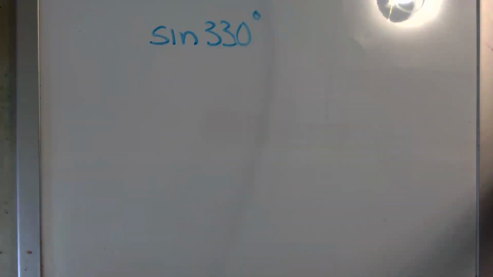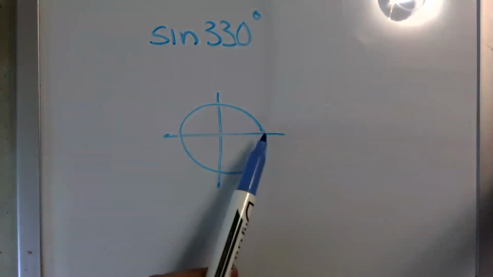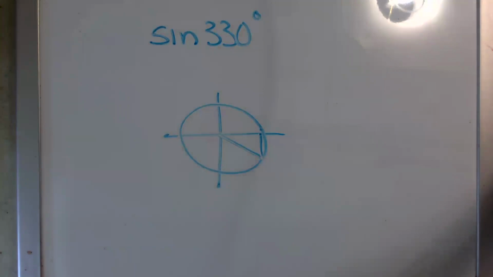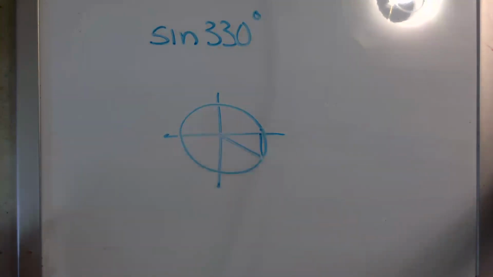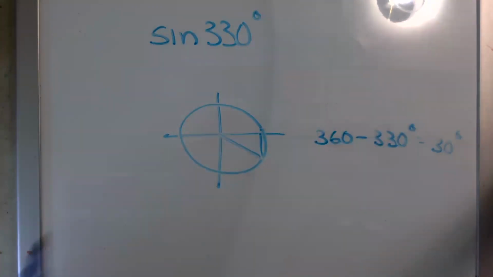So, sine 330, I'm going to make a quick circle. I'm going to ask myself where my 330 would land. Well, I know that this point here is 0 or 360, so my 330 is in my fourth quadrant. And the way we find our reference angle, the angle that our radius or hypotenuse makes with the x-axis, when it's in the fourth quadrant, we go 360 degrees minus whatever our theta is. So in this case, our theta is 330, which means our reference angle is 30 degrees.